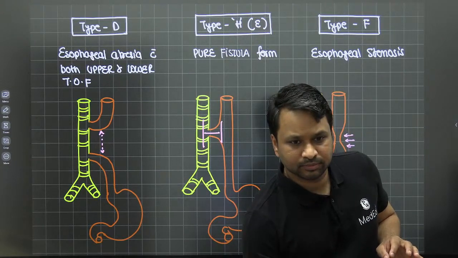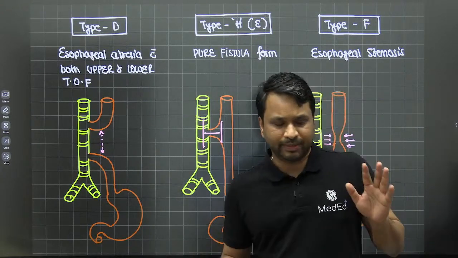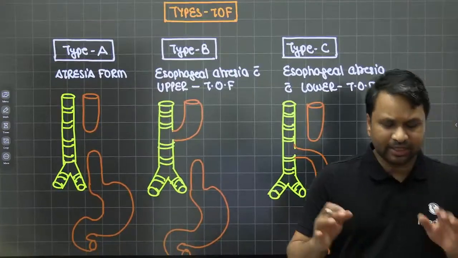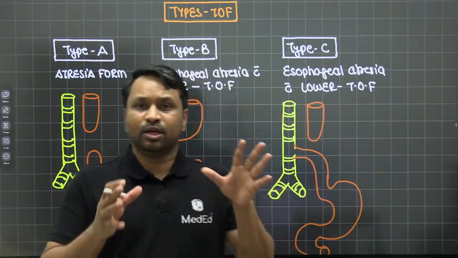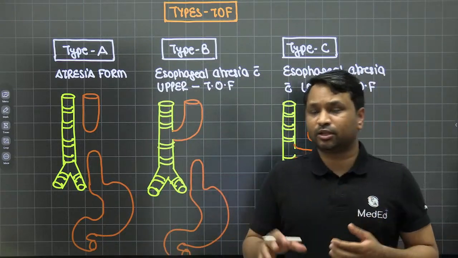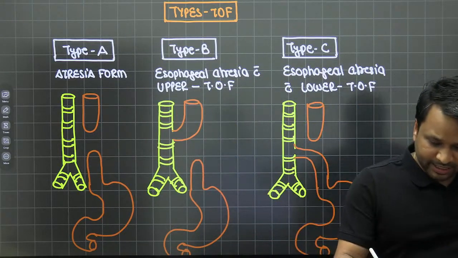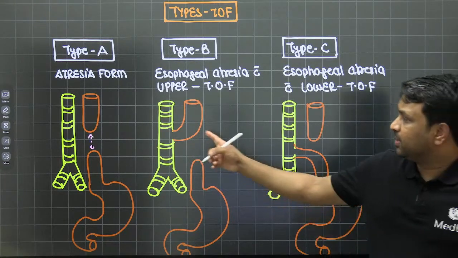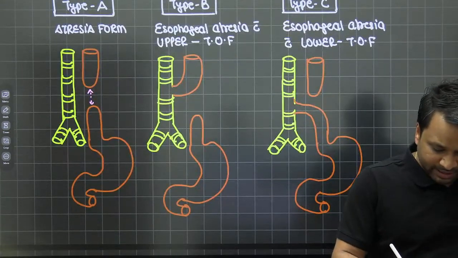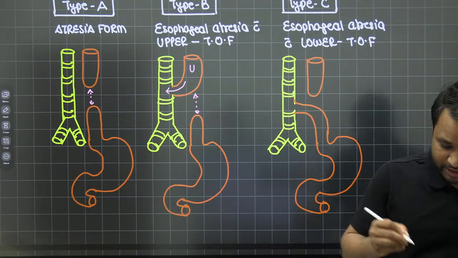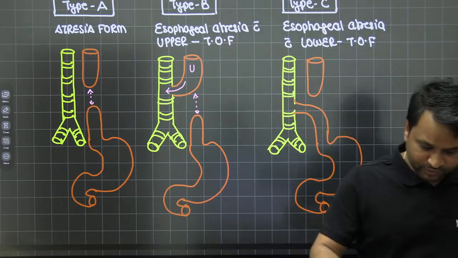Yeah, guys, I hope it makes sense. It is a bit extensive, but I'll just quickly run through it. When we talk about the types of tracheoesophageal fistula, there are two important components which coexist: one is atresia, another is fistula. In type A variety, there is no communication, so atresia is present, but no fistula. In type B variety, the esophagus is not communicating, so atresia is present, but the upper segment of the esophagus is communicating with the trachea, so it is an upper tracheoesophageal fistula.